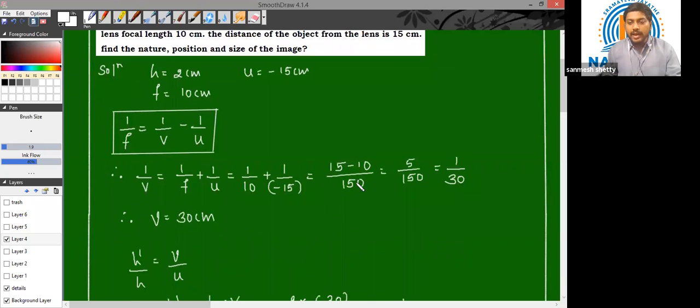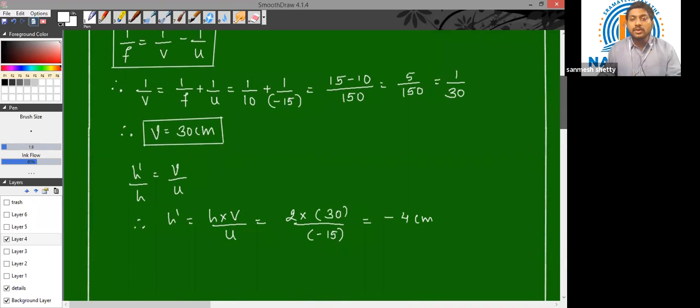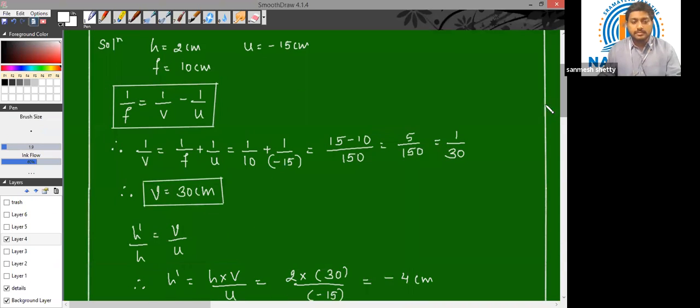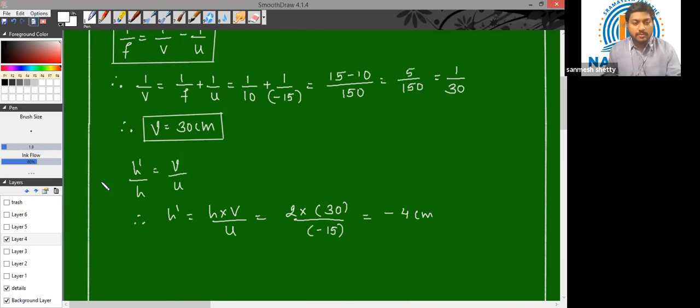After doing this math, we'll get 1 by v is equal to 1 by 30. This math you can easily do. So therefore v is equal to 30 centimeter. So the image distance we got. Now let us find the value of height of image. Again, magnification formula we can use here.